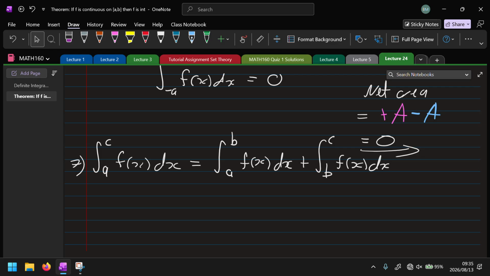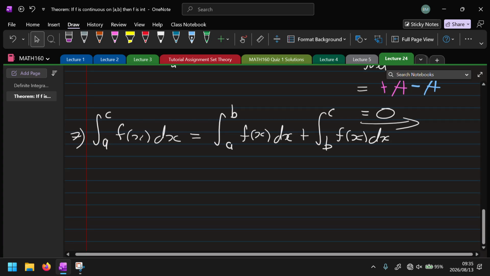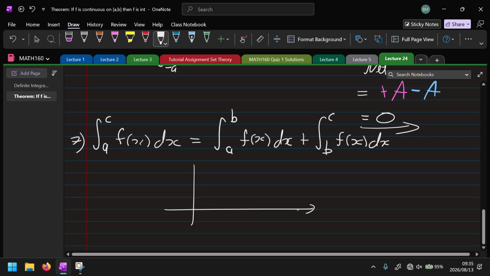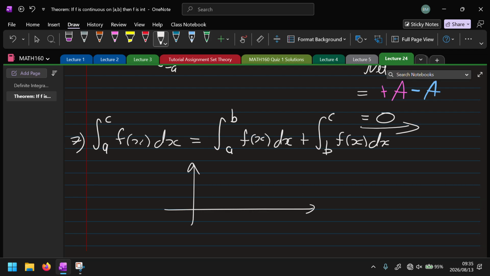So what does this mean? Very, very simple. Let's draw a picture. Again, keep in mind, these pictures are just pictures. They are not proofs. The proofs will come later. So we've got some function, maybe like that. A to C. On the left side there, we want to calculate the area from A to C. Remember, these definite integrals are just areas, right? So from A to C, we want this whole area here.